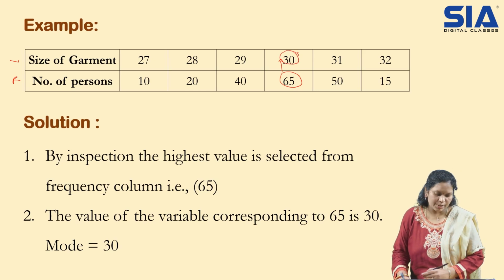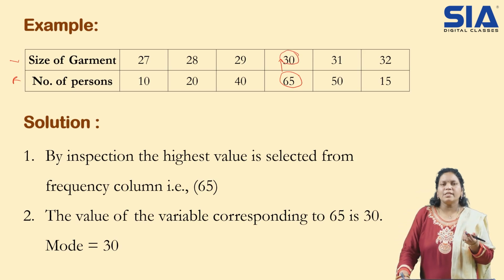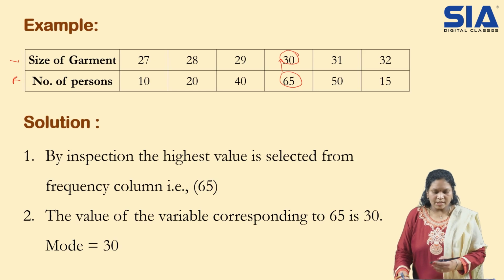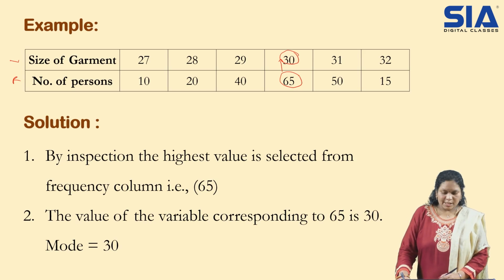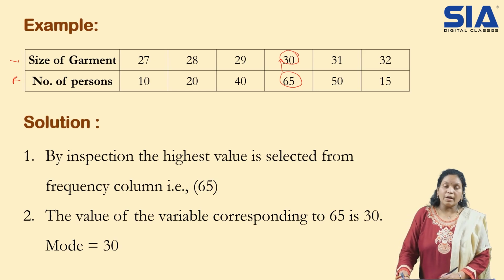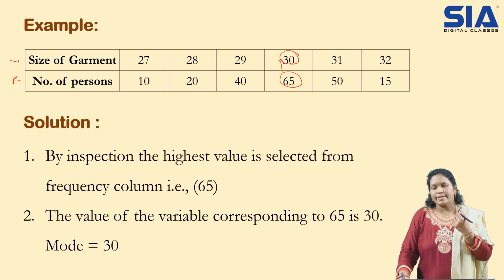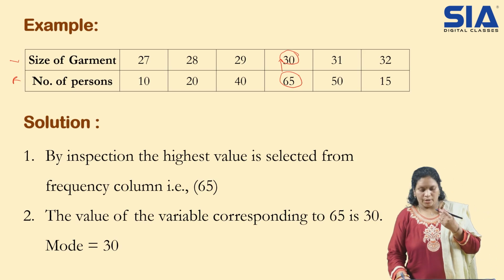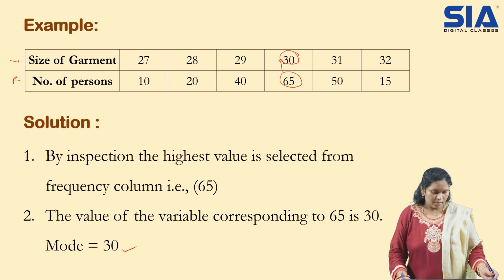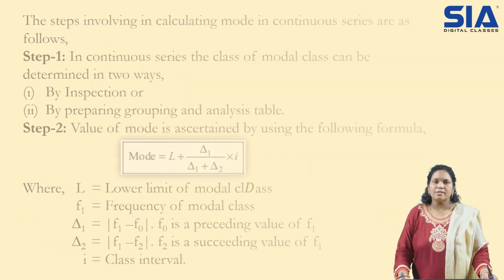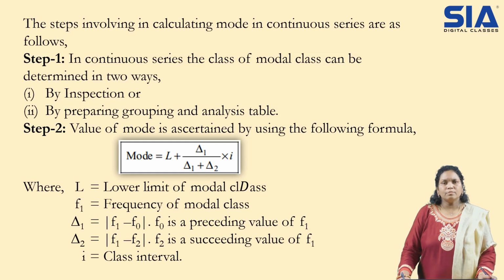This is called the inspection method. Means by seeing you can identify it, because the highest value is already there in the data. Simply consider the corresponding value from the x values as the mode, not the frequency. You have to check the highest frequency, and its corresponding x value becomes the mode. So that is how we have got the mode, by the inspection method.